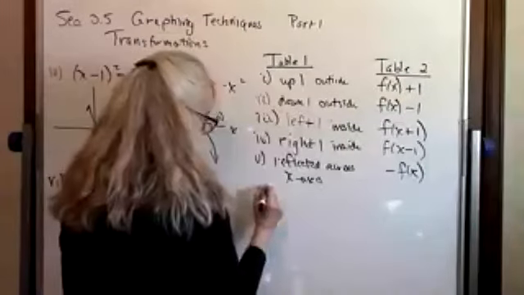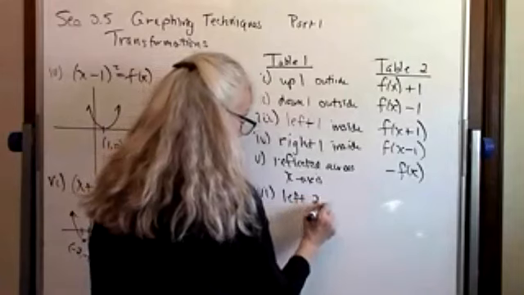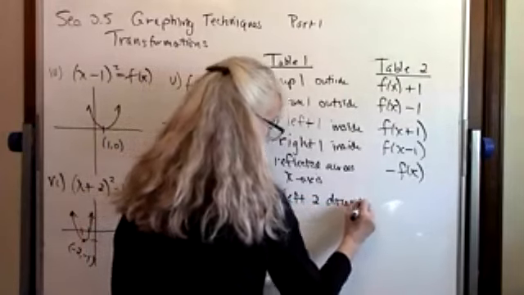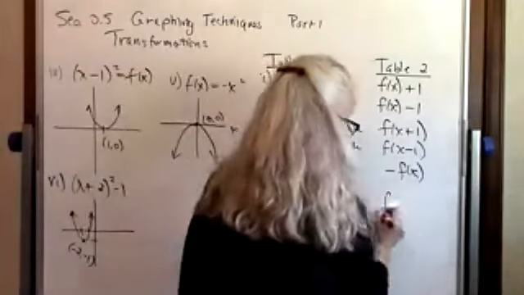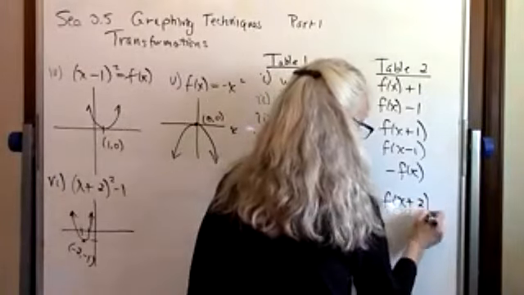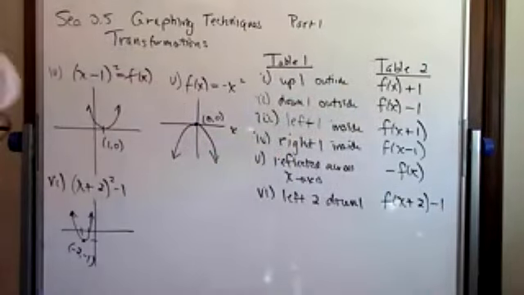So in terms of the table, we're going to say it's been down, left 2, down 1. That 2 is on the inside, so when I write the function notation, I'm going to write x plus 2 on the inside. The down 1 is outside, so it's a minus 1 on the outside.